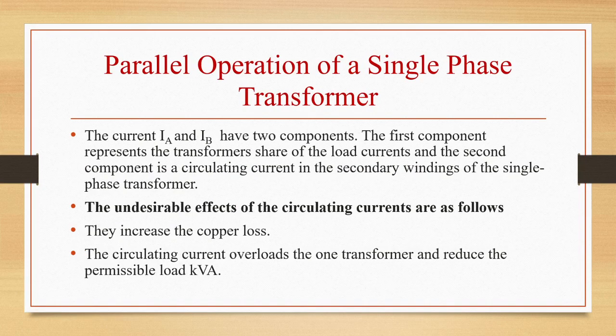The currents IA and IB have two components. The first component represents the transformer's share of the load current and the second component is the circulating current in the secondary windings of the single phase transformers. The undesirable effects of the circulating currents are as follows. Because of these circulating currents, copper losses will increase, and the circulating current overloads one transformer and reduces the permissible load kVA.